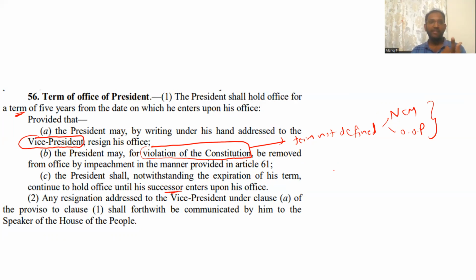Because, as I said in our first slide, Article 52 says that there shall be a President of India. It means that post can never be vacant. Okay, this is what that signifies. That reinforces Article 52. This one.